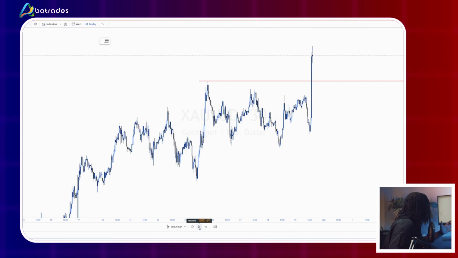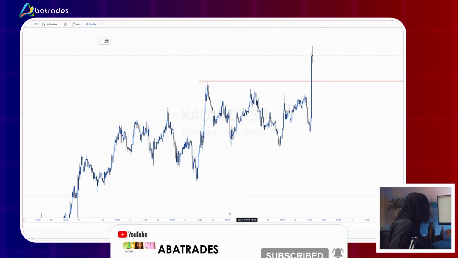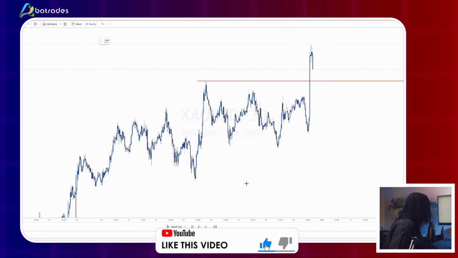So we have bearish pressure coming into the market right now. At this point, you can see that market may possibly react because we have some bearish pressure coming into the market. We can see the bears coming into the market with this candle.